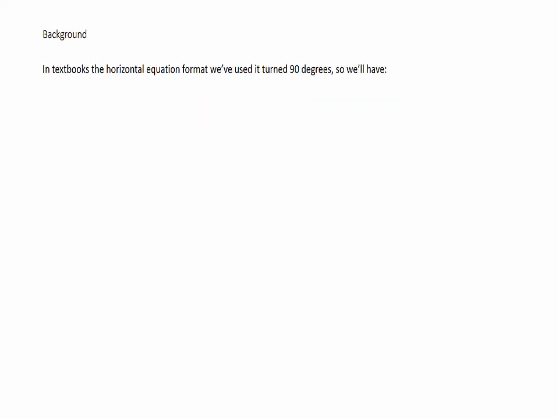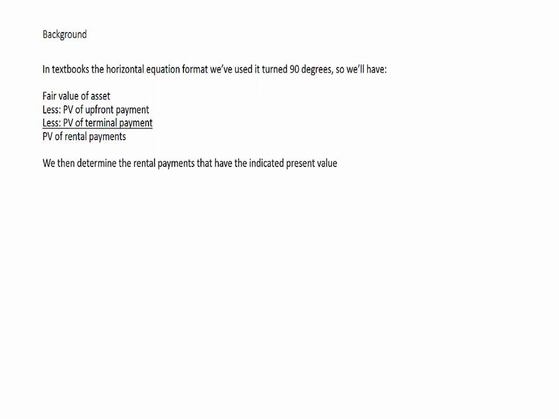Now, in textbooks, the horizontal equation format we've used is turned 90 degrees. So basically, we're going to have the fair value of the asset minus the present value of any upfront payment minus the present value of any terminal payment equals the present value of the rental payments. We then determine the rental payments that have the indicated present value.